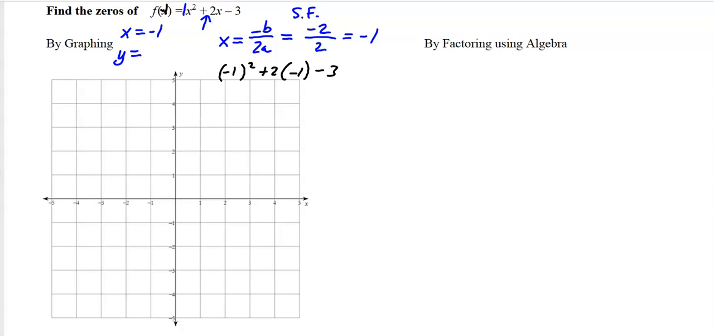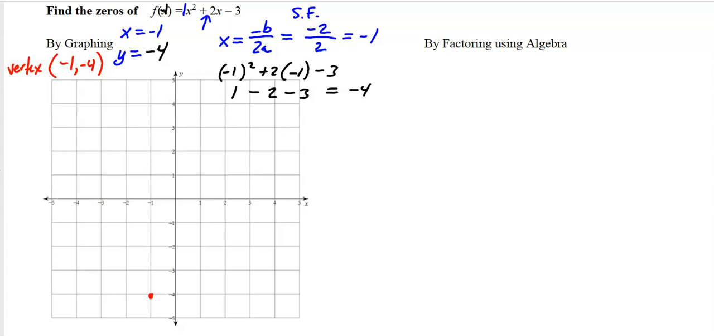A negative 1 times itself is just positive 1. And this would be minus 2 minus 3. 1 minus 2 minus 3 is negative 4. So it looks like we have a y value of negative 4. What that does is lock down my vertex. So I now have a vertex at negative 1, negative 4. So let's put that on the grid. Negative 1, negative 4.